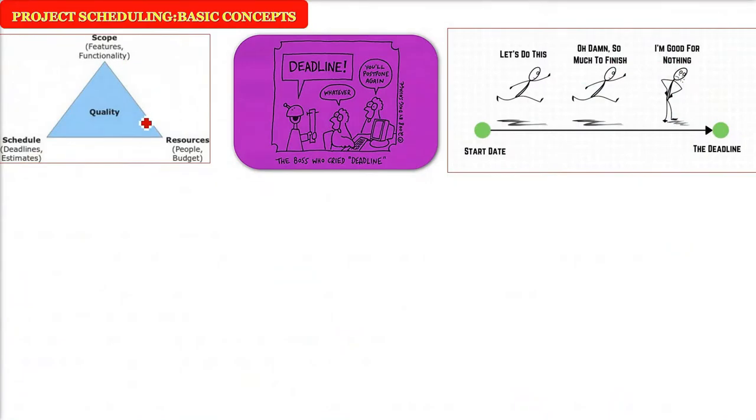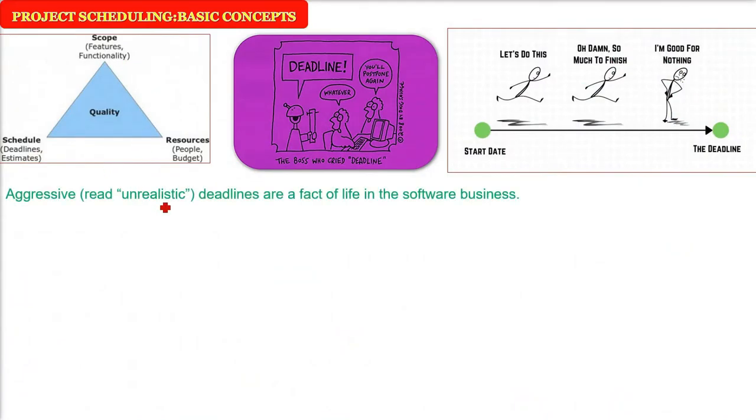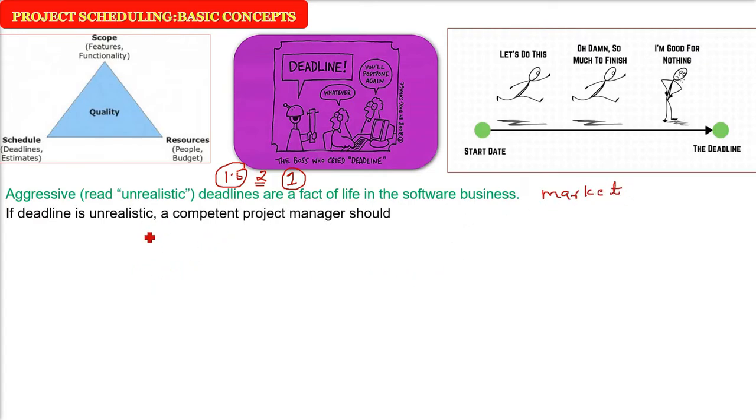In project scheduling, what are the basic concepts? The most important here is the aggressive or unrealistic deadlines. For example, it will take 2 years for the work to be done, and you're just being told, okay, you have to do it in 1 year, or say 1.5 years. So these are a fact of life in the software field, in the software business. Unrealistic deadlines will be there because everything is guided by the market. If you don't deliver, the competitor may launch his product.